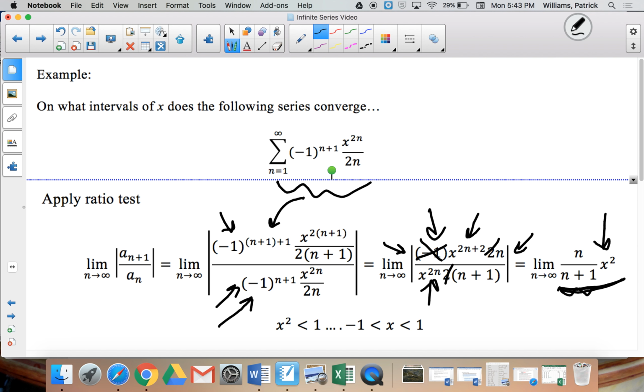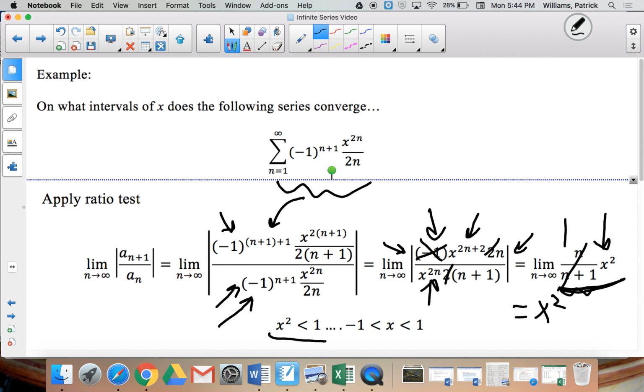Okay, well, as n goes to infinity, n over n plus 1 just goes to 1. So the limit as n goes to infinity of x squared will just be equal to x squared, because there's no n inside x squared, so it doesn't matter what n goes to, that doesn't affect the variable x. So what we end up getting is that this limit, which ended up being equal to x squared, must be less than 1 for the series to converge.